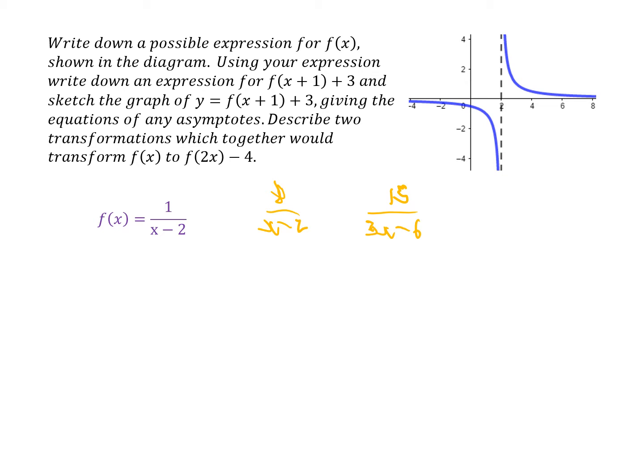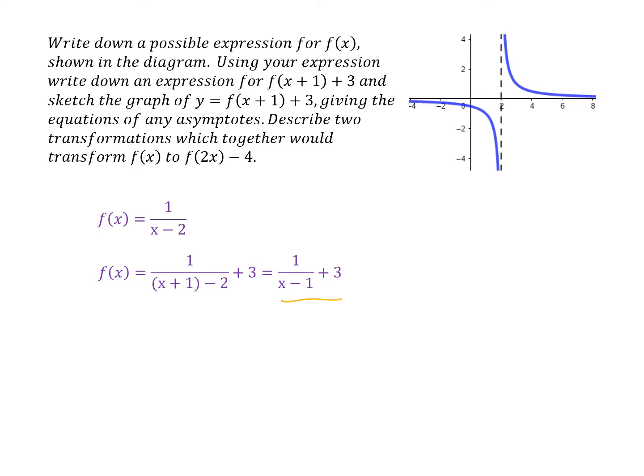So now we're looking at if we take that expression for f of x and we've got to find an expression for f of x plus 1 plus 3. So that means we've got to put x plus 1 instead of x here, and then add the 3 on afterwards. So that's what that looks like, and I've simplified it slightly to this form. I haven't bothered putting that as a single fraction because the question doesn't ask me to put it in its simplest form.